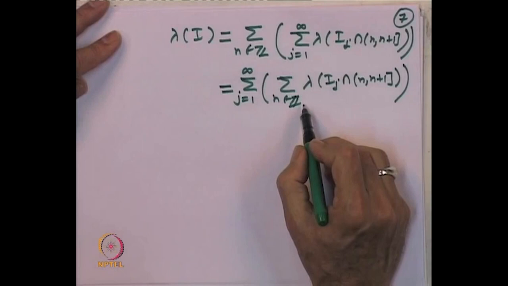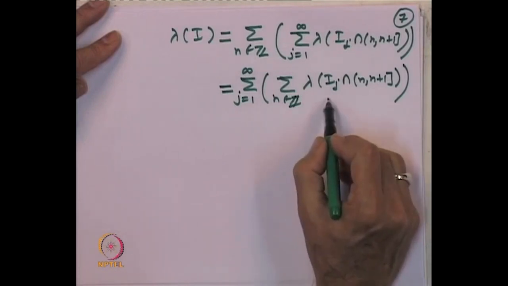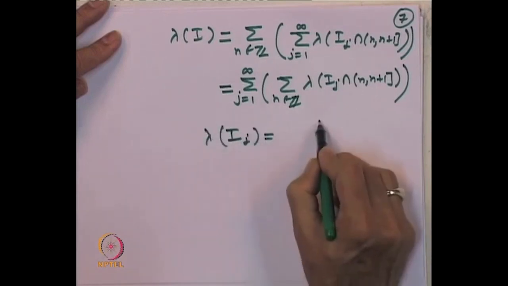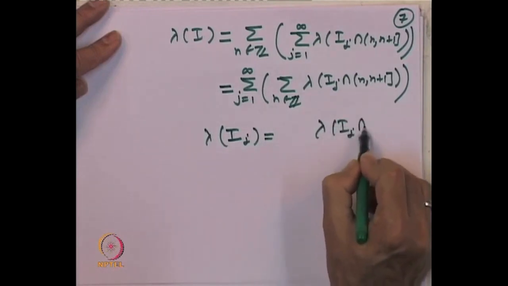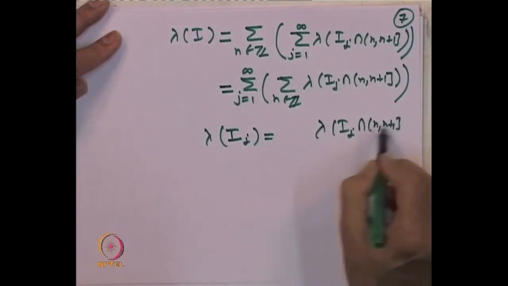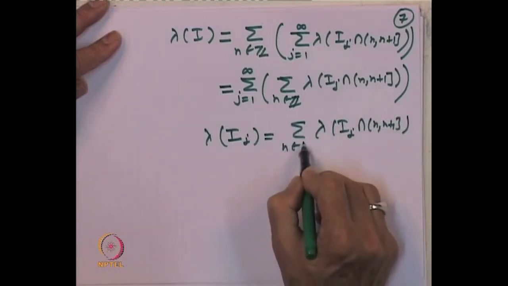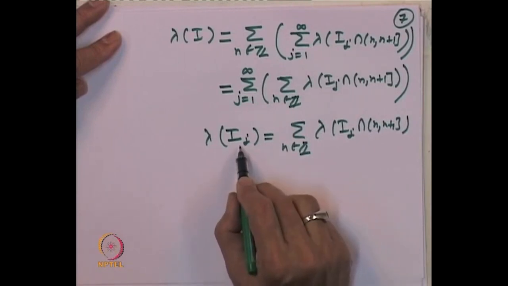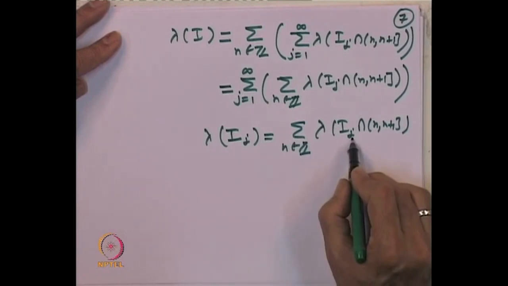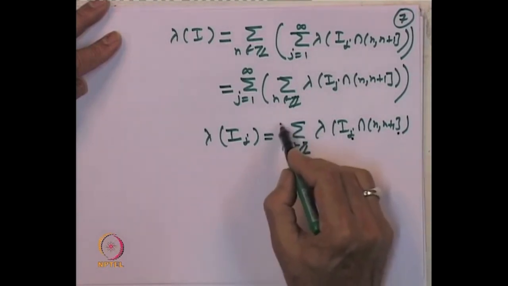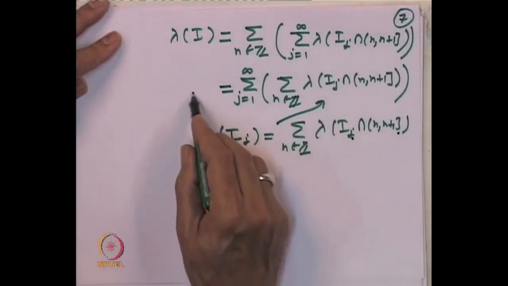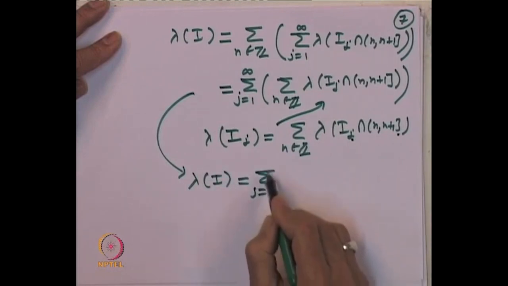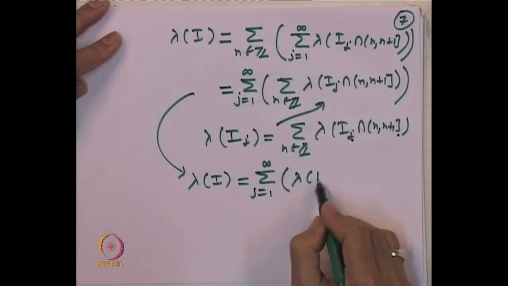right. And now, once again I use the fact that the length of I j can be written as the summation over n belonging to z of the length of I j intersected with n to n plus 1. Just now we have proved that fact, the sigma finiteness of the length function. For any interval, its length is the summation of the lengths of its pieces inside n to n plus 1. So, this gives me length of I is equal to summation j equal to 1 to infinity of length of I j.